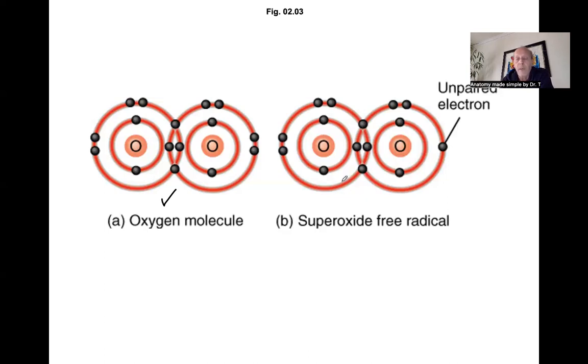Sometimes when bonding happens, although 2 pairs appear to be shared, there is one unpaired electron. And in this case, we're talking about the superoxide free radical, which we know is not the same as the molecule of oxygen. And this kind of bonding would not be beneficial to the human body.